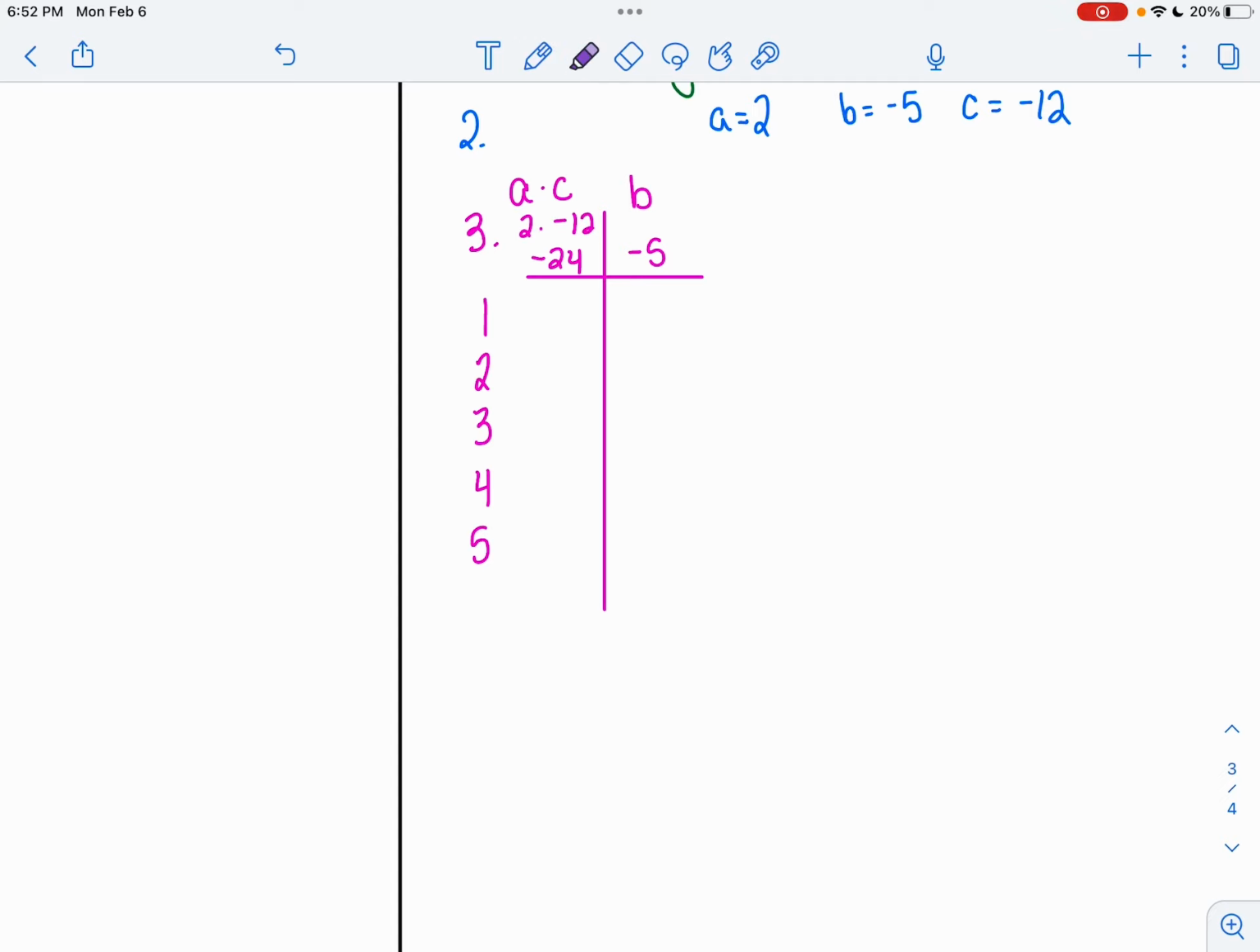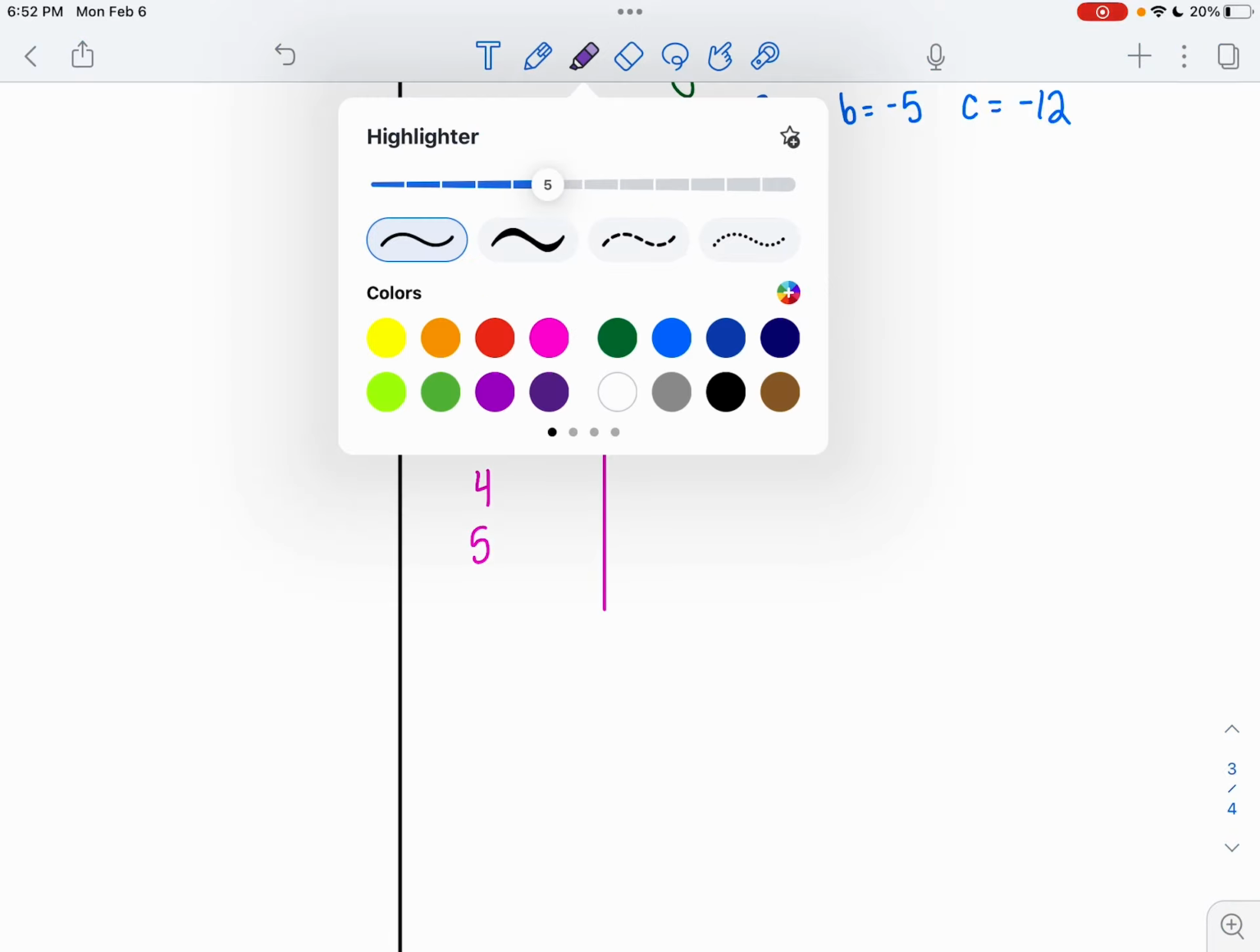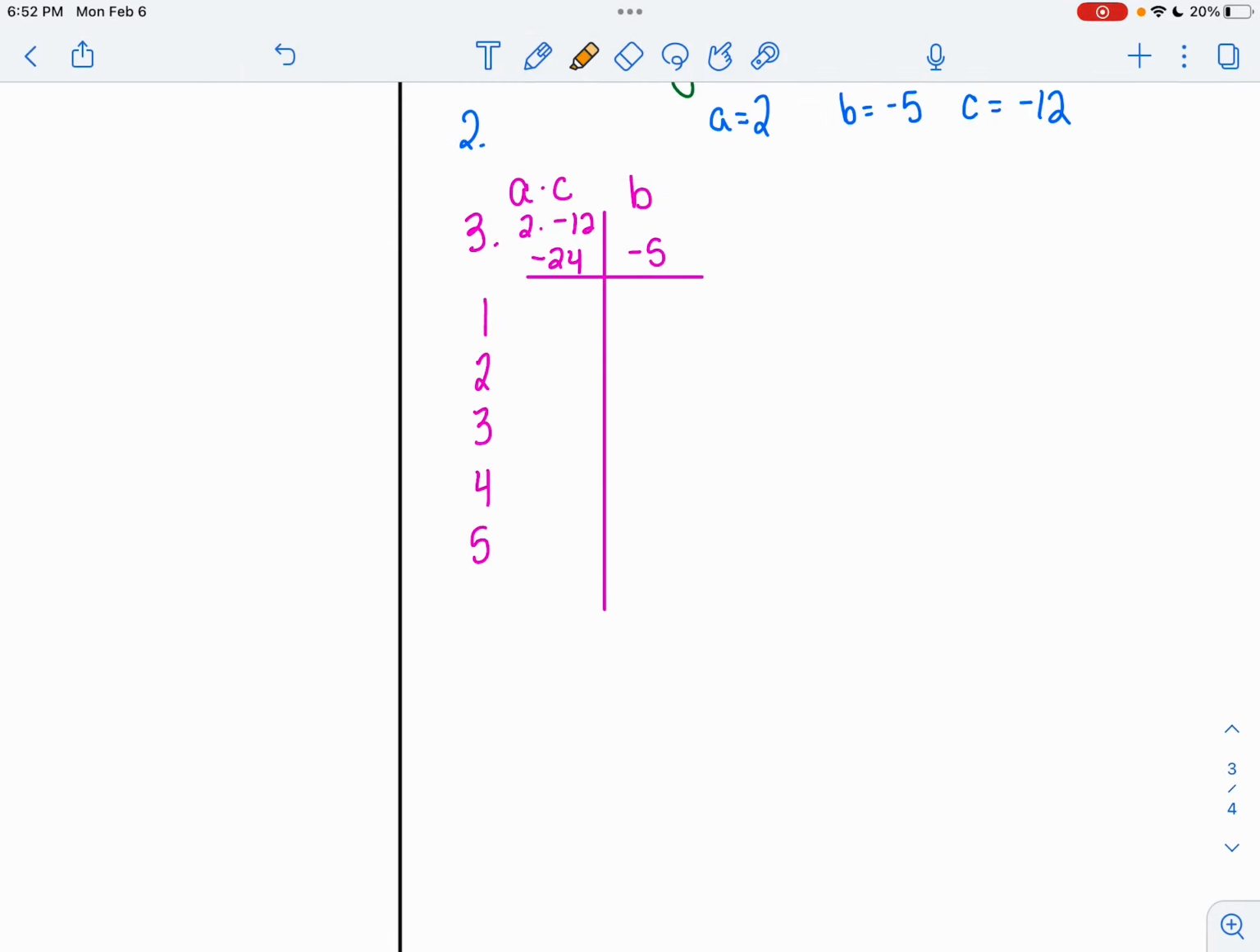Now I will do negative 24 divided by 1 is negative 24. Add those, you get negative 25. Excuse me. I was going too fast in my head. Add those and you get negative 23. That is not the negative 5 that I needed.